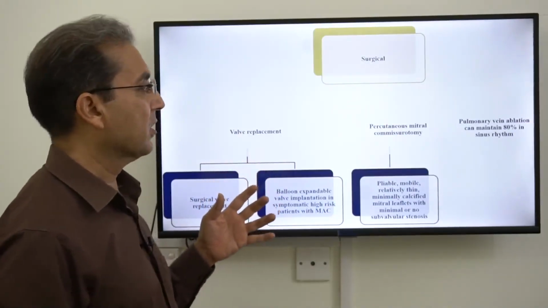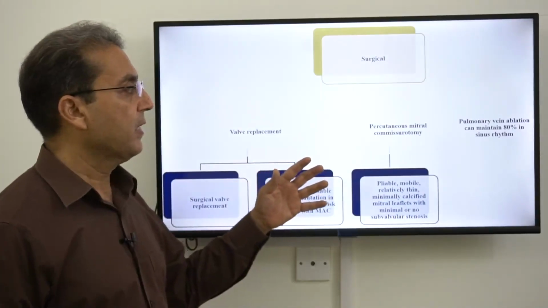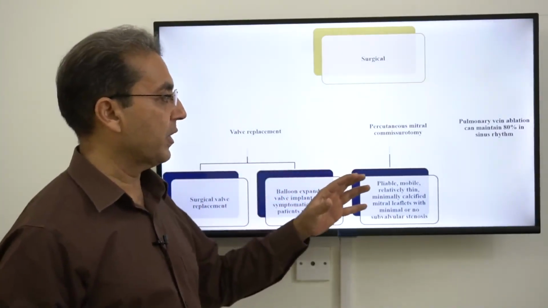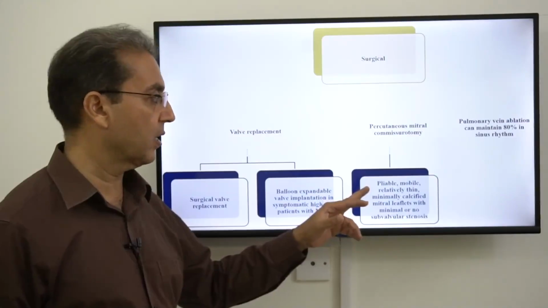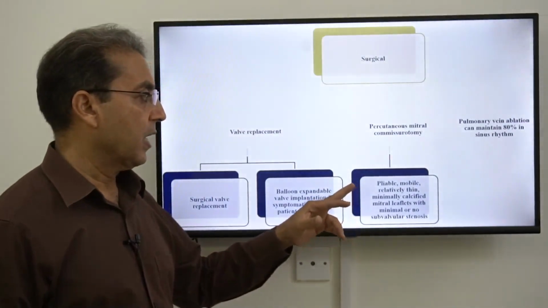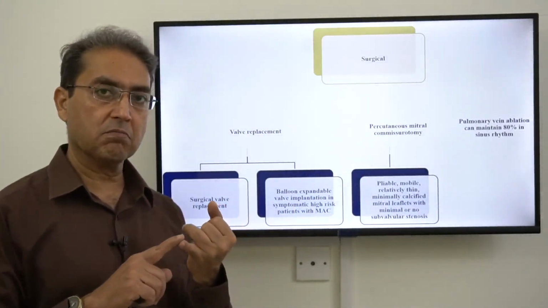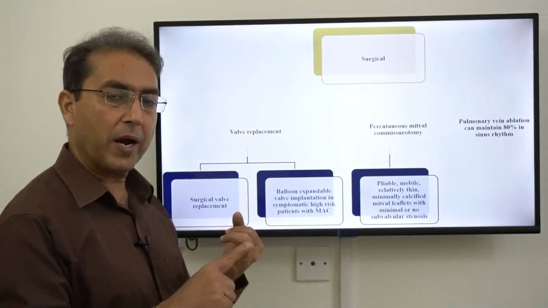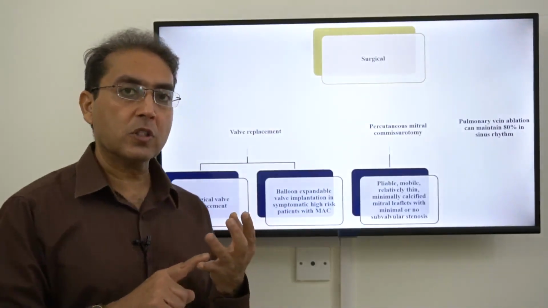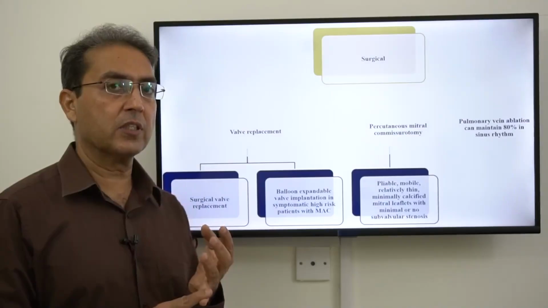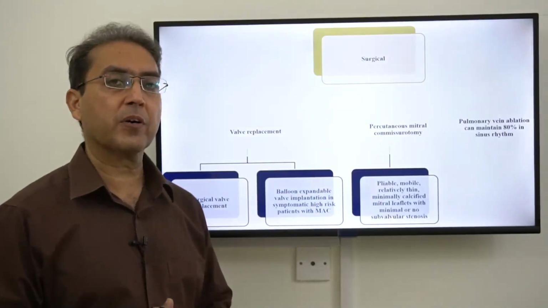Surgical treatment. Surgical treatment is valve replacement or percutaneous commissurotomy. You see, percutaneous commissurotomy is useful when the patient has a pliable valve which is mobile, relatively thin, not calcified, and there is no subvalvular involvement. So if these conditions are present, the percutaneous mitral commissurotomy might be useful.